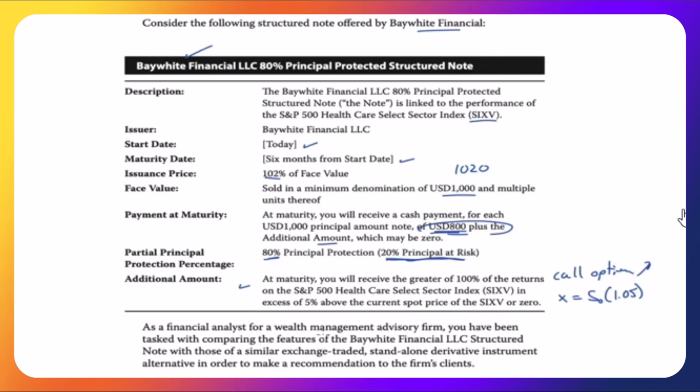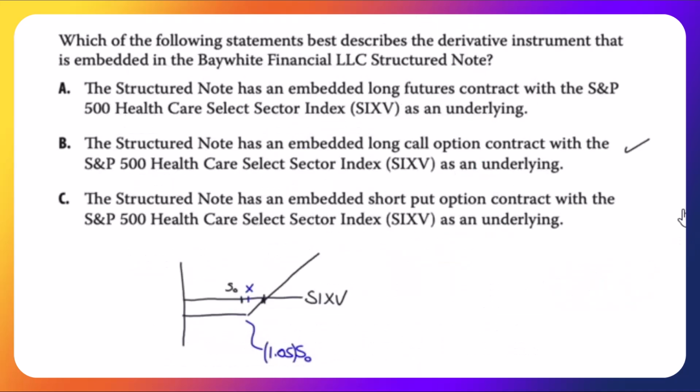As a financial analyst for a wealth management advisory firm, you have been tasked with comparing the features of the Bay White Financial LLC structured note with those of a similar exchange-traded standalone derivative instrument alternative in order to make a recommendation to the firm's clients. Well, we know it's a call option, right? Which of the following statements best describes the derivative instrument that is embedded in the Bay White Financial LLC structured note? A: the structured note has an embedded long futures contract.